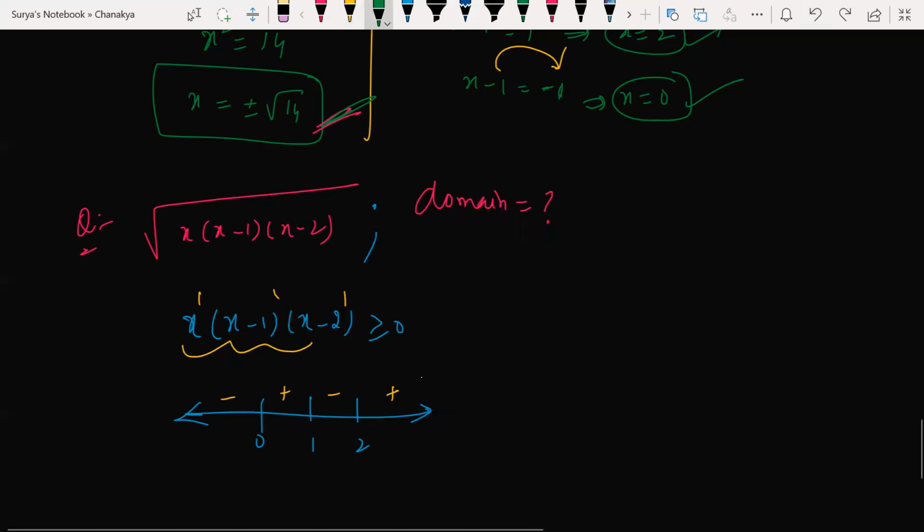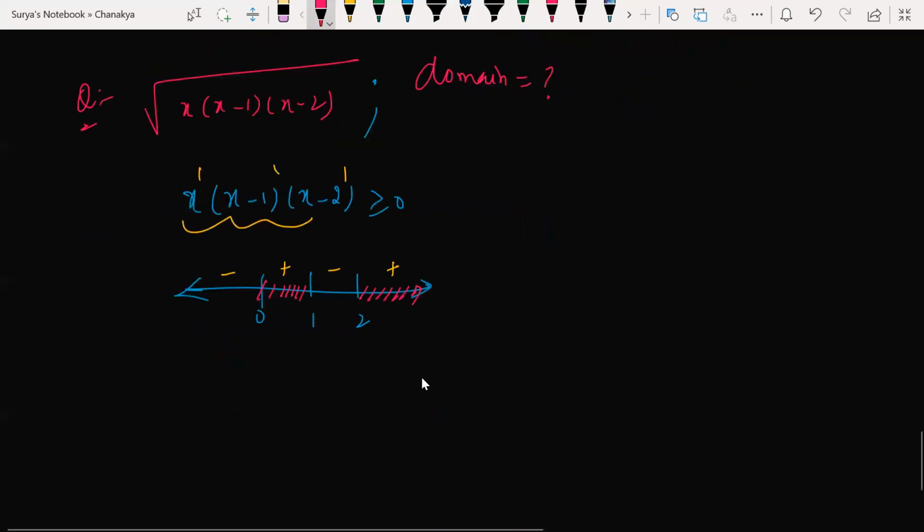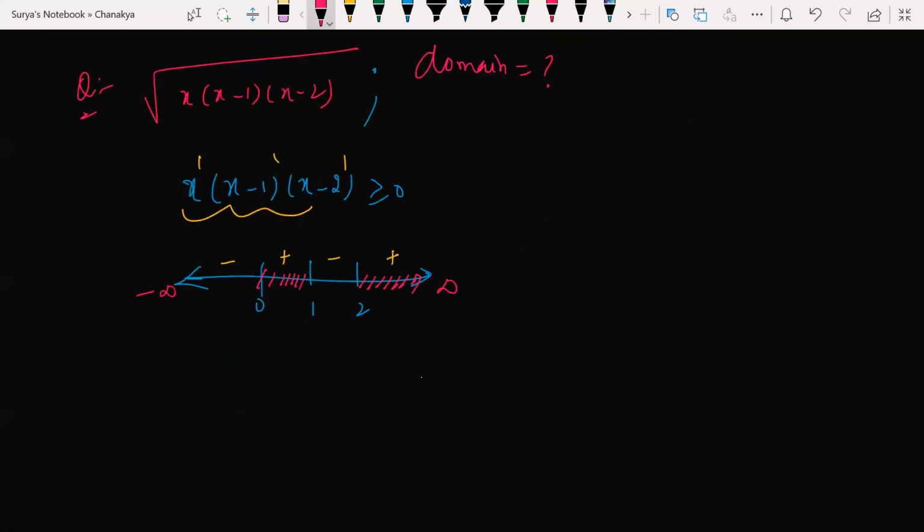Greater than 0 region is nothing but this. Look, I need the positive region, that's it. All right. So what is my x value now? This is till infinite, this is minus infinite. What is the x value now? Close bracket 0, close bracket 0 to 1, union 2 to infinite.